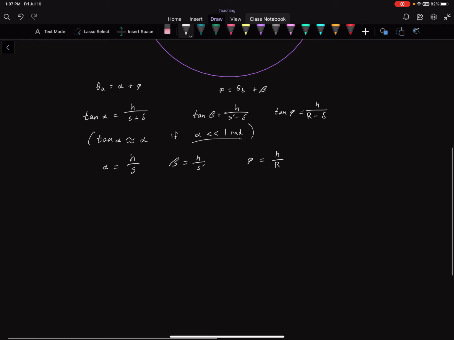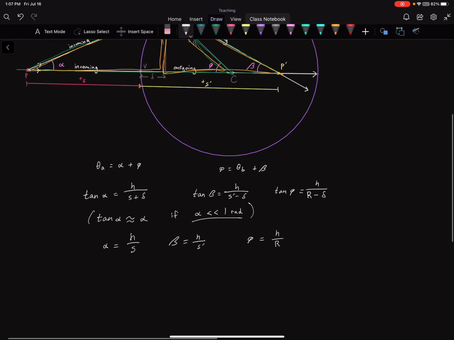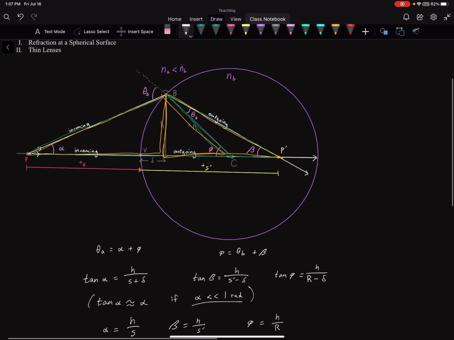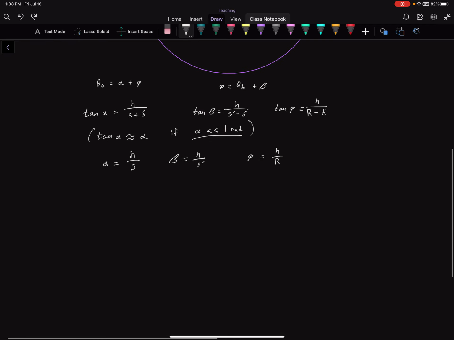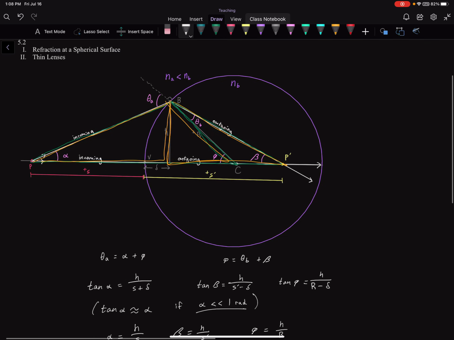All right, and then here's the new part. Instead of the law of reflection, we now have the law of refraction to relate these angles, and so it's going to involve these indices of refraction and these angles here, right? So we have the law of refraction being n_A sine of the angle of incidence, which we labeled theta A, equals n_B sine of the angle of refraction. That's our law of refraction. All right. So, small angle approximation again.